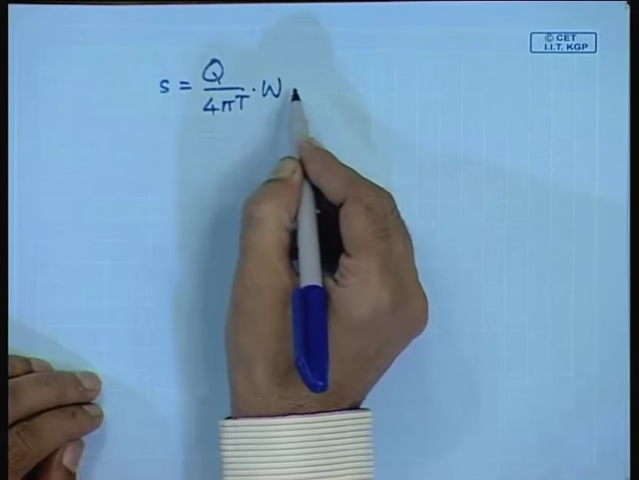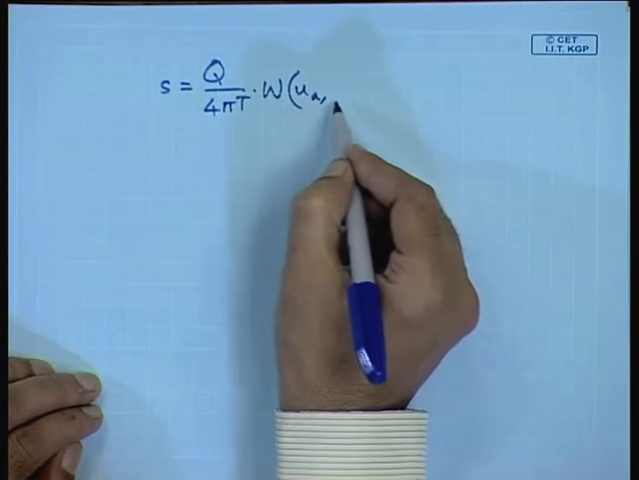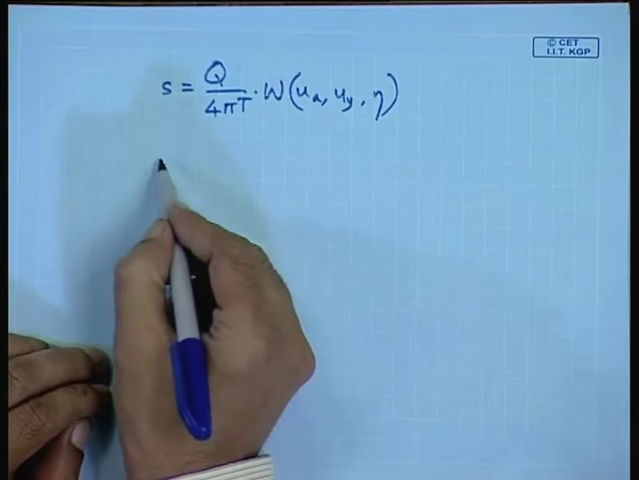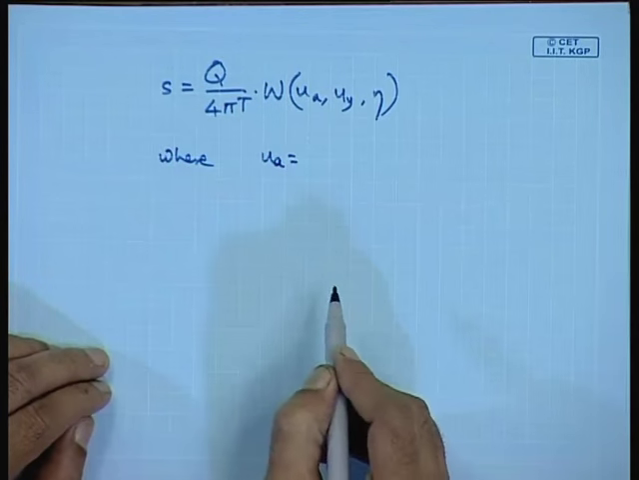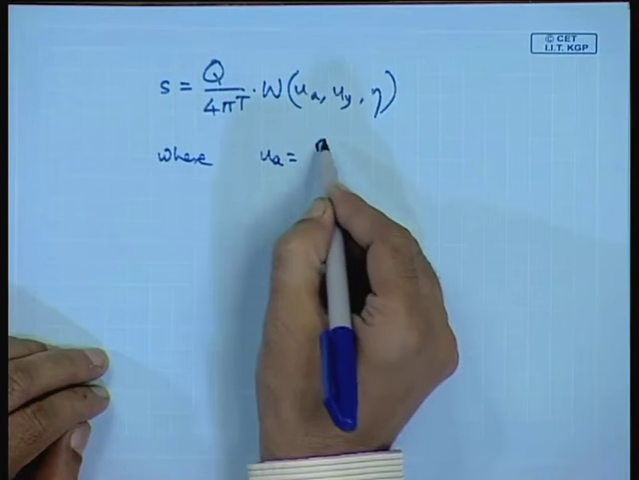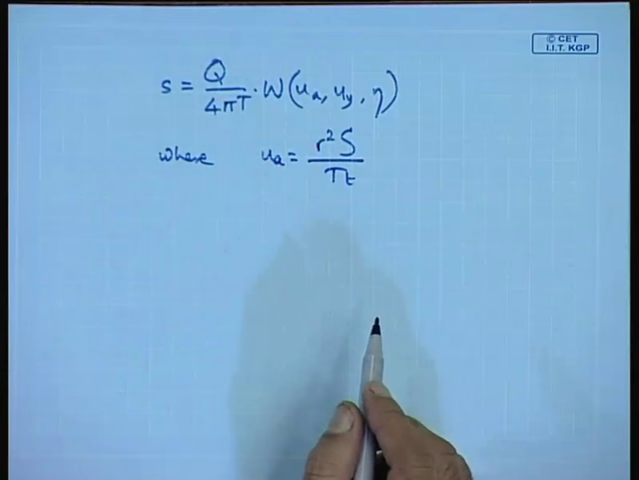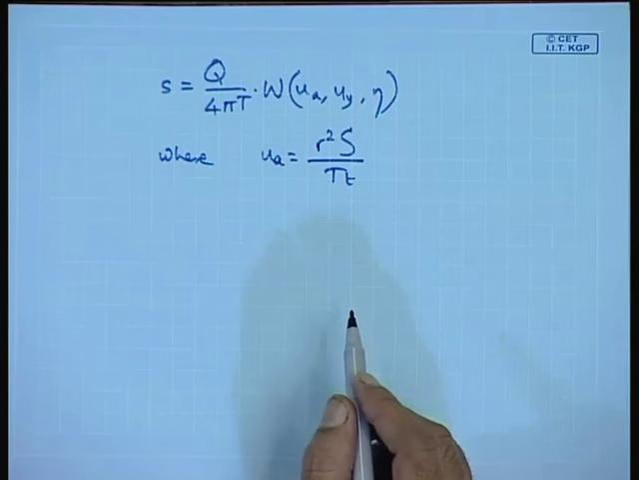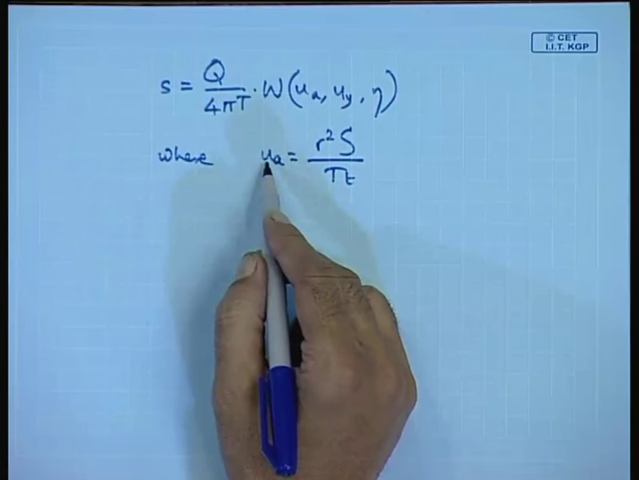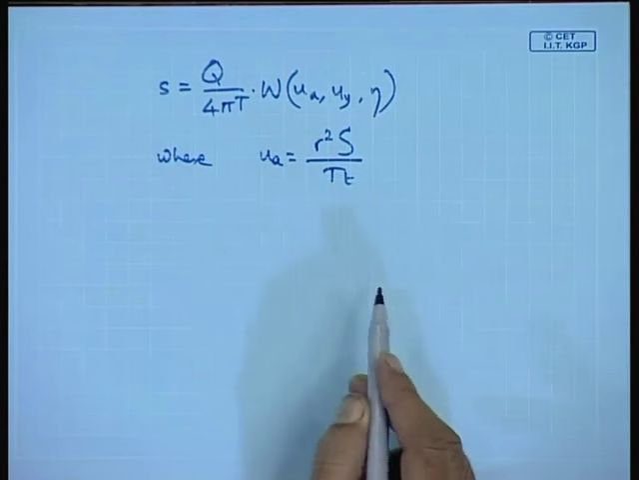And here this is a well function of 3 parameters, that is U A, U Y, comma eta. Each of them represents one segment. U A is equal to R square into storativity divided by T t. In case of unsteady flow in a confined aquifer, the well function U is equal to R square S by 4 T t, whereas in this case U A is R square S divided by simply T, the transmissivity, multiplied by the time since the beginning of pumping.